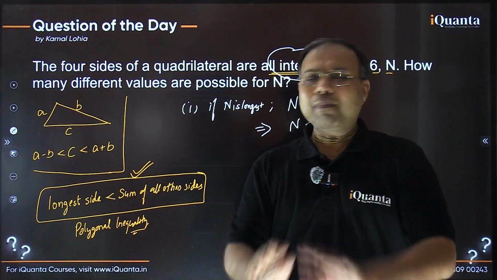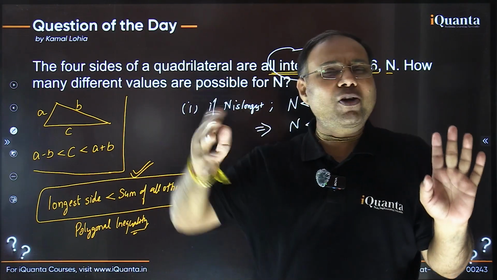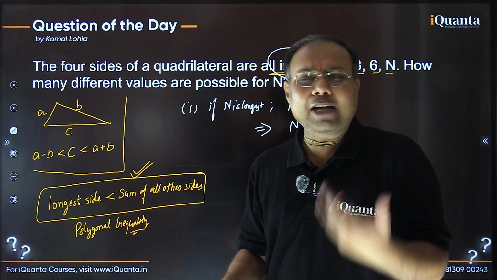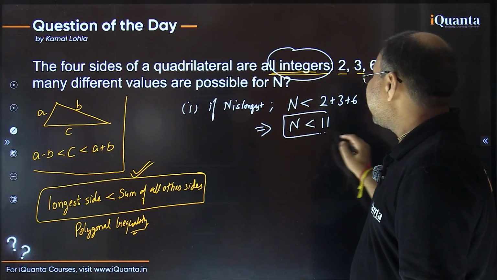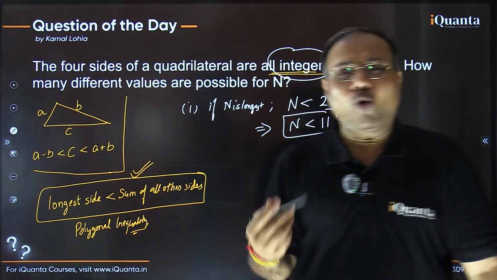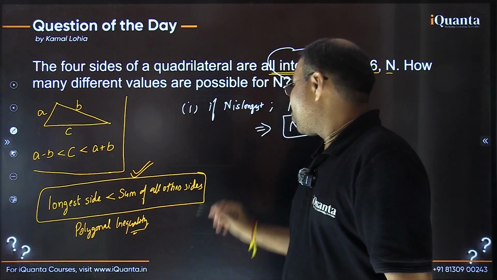So n must be less than 11 for sure. In no case can n be 11 or more than that. It's not possible. A polygon or quadrilateral will not be formed. Fine? Okay. That's one condition. But sir, it could also be that n is not the longest side. Yes. So that is my second case.